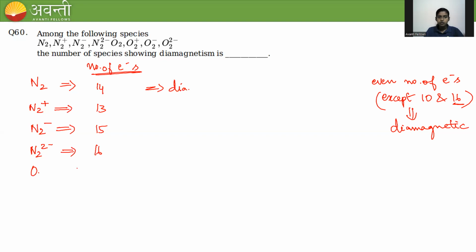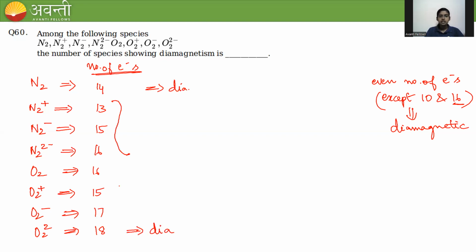O2 is having 16 electrons. So O2 plus will have 15 electrons, O2 minus will have 17 electrons, and O2 2 minus will have 18 electrons, which is an even number, so it is diamagnetic in nature. All these compounds, with the exception of these two, are paramagnetic in nature. Okay, so the number of species showing diamagnetism among these 8 species is 2. Okay, the answer is 2.